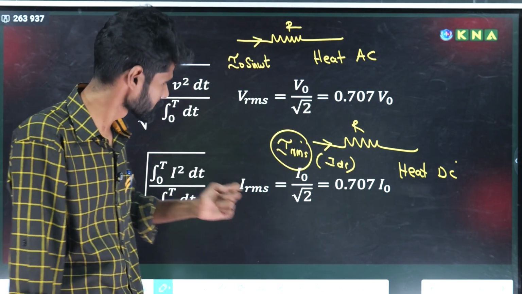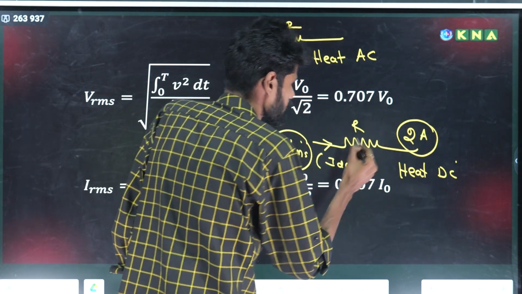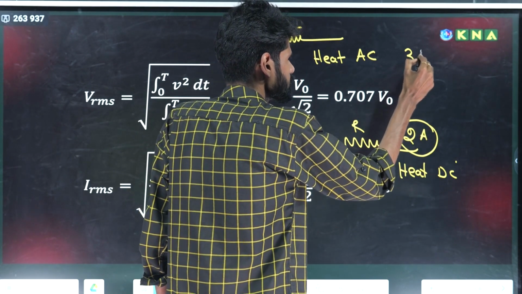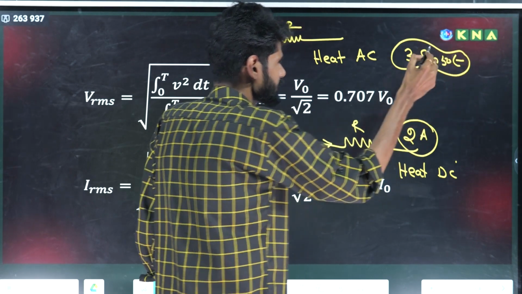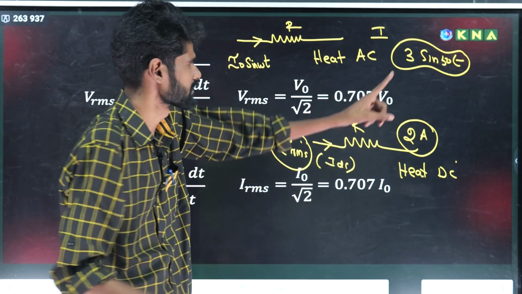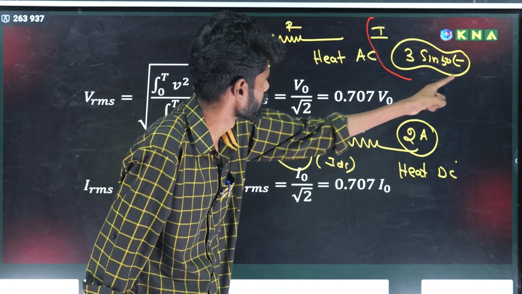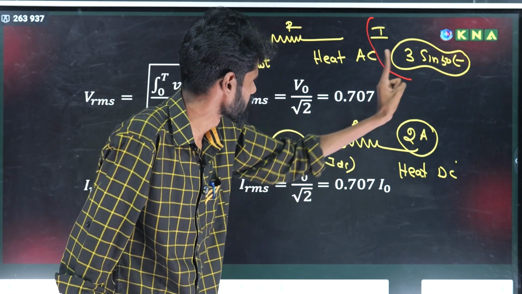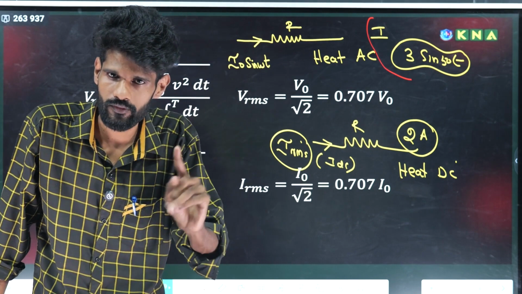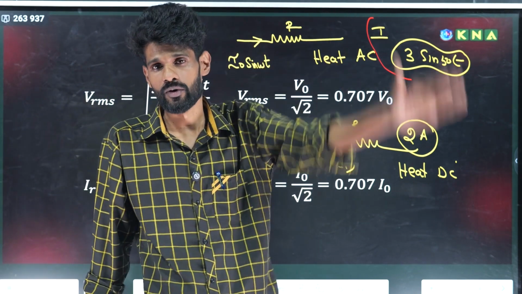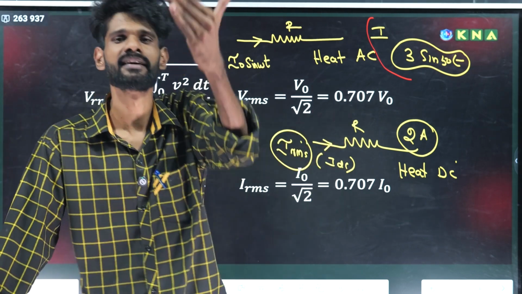Here, suppose the DC current is 2 ampere, and the AC current is 3 sin 50t. The AC current passes through and produces heat. To get the same heat, if we pass 2 ampere DC, we can say that 2 ampere is called the RMS value of the AC current. So that is the equivalent DC current.